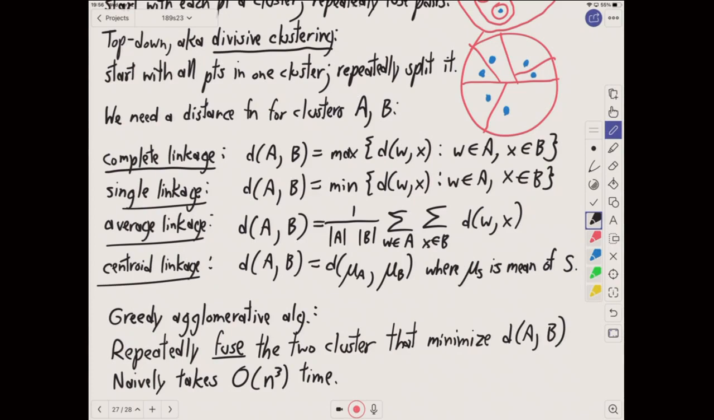Having said that, for the complete and single linkages, there are more sophisticated algorithms that can optimize this. They're called C-link and S-link, or maybe they're called clink and slink, I'm not sure. But they run in n² time. It is possible to speed those two up.